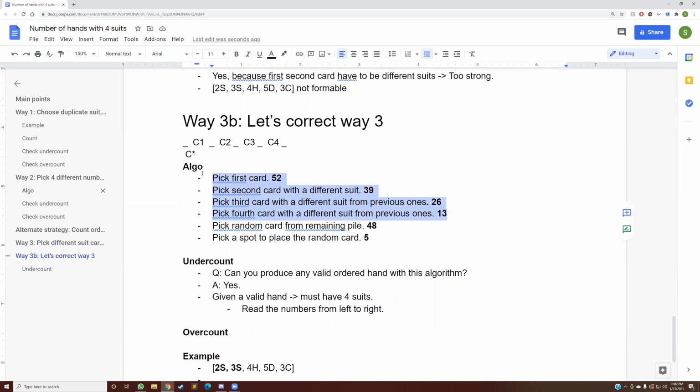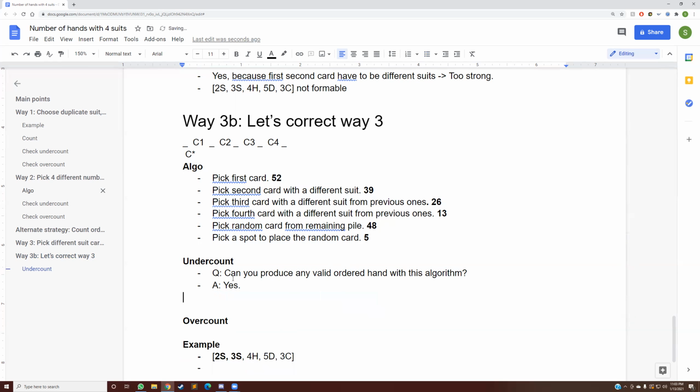Yeah, then given this information, you know how to produce that hand with this algorithm. First card, second, third, fourth, you just use the numbers that you just read. And for the random card and the placement, it has to be in one of those 5 spots. Okay, I explained that poorly.